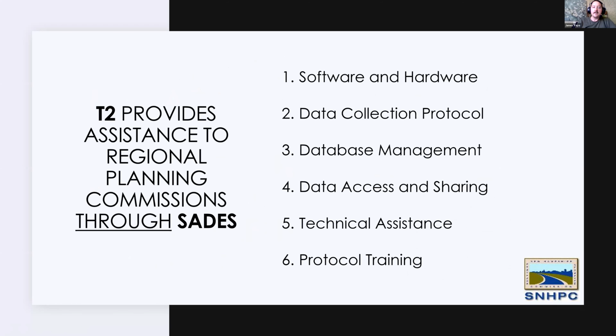T2 provides assistance to regional planning commissions through SAIDS. So T2 puts together the software and the hardware mechanisms. They have the data collection protocol.